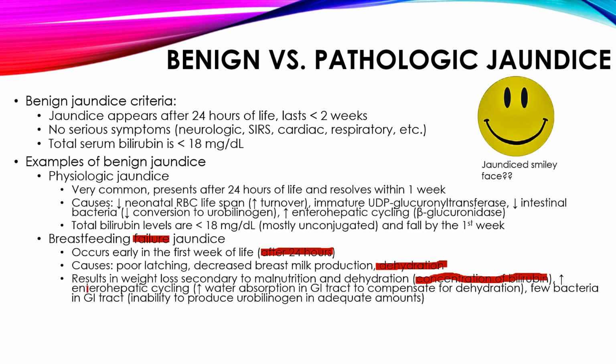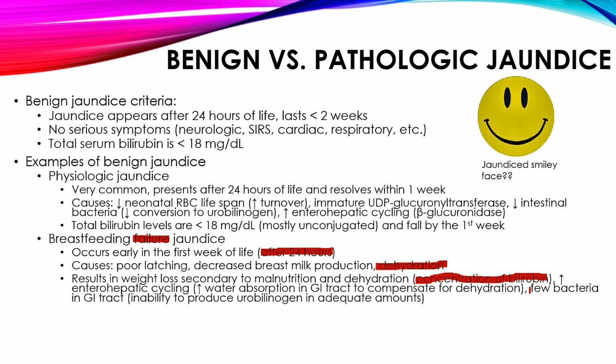You also have increased enterohepatic cycling, like I just mentioned. You have increased water absorption in the GI tract to compensate for dehydration. That concentrates the bilirubin, and guess what happens? It gets reabsorbed, and you never get rid of it. And when it gets high enough, you get kernicterus. So that's a major problem we need to watch out for.